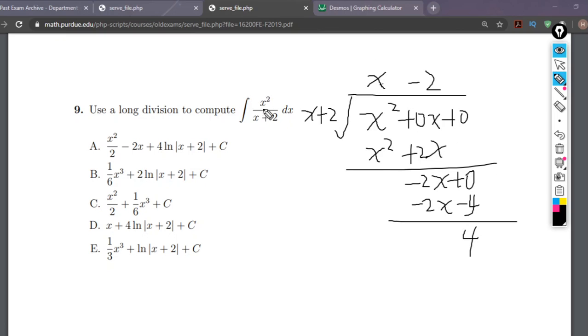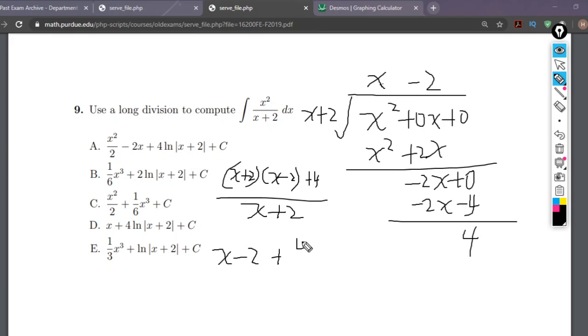So the fraction on top actually equals x plus 2 times x minus 2, plus 4 over x plus 2. So this part, you can separate these two fractions, one here and one here. And then you would have x minus 2 plus 4 over x plus 2. As in this fraction, the x plus 2 on top and bottom can cancel out. And then you just take the integral of this.